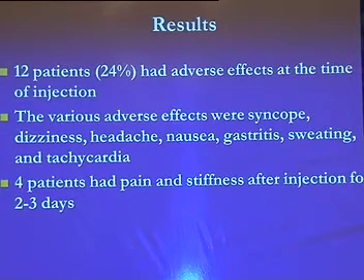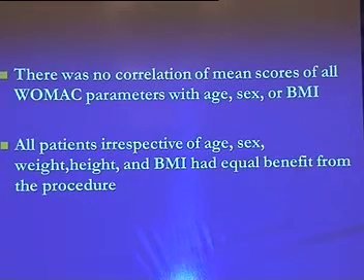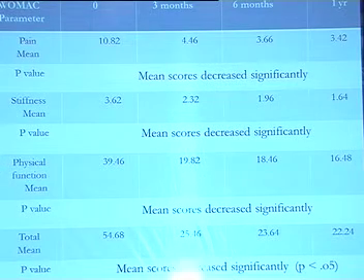Now results. 12 patients, 24%, had adverse effects at the time of injection. The various adverse effects were syncope, dizziness, headache, nausea, gastritis, sweating and tachycardia. 4% had pain and stiffness after injection for 2 to 3 days. There was no correlation of mean score of all WOMAC parameters with age, sex and bone marrow index. All patients, irrespective of age, sex, weight, height and BMI, had equal benefit from the procedure. These are the results at the 3 months, 6 months and 1 year follow-up.